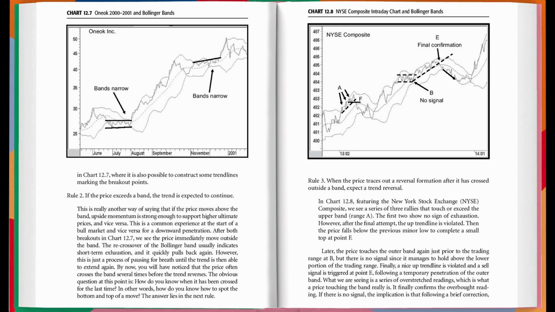After both breakouts in chart 12.7, we see the price immediately move outside the band. The recrossover of the Bollinger Band usually indicates short-term exhaustion, and it quickly pulls back again. However, this is just a process of pausing for breath until the trend is then able to extend again. By now, you will have noticed that the price often crosses the band several times before the trend reverses.